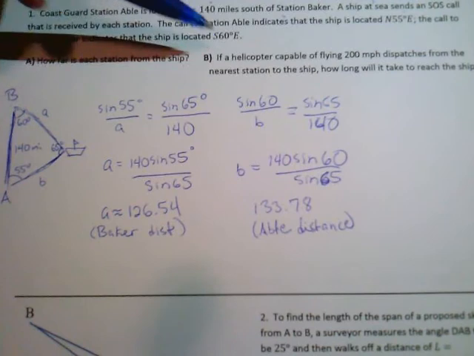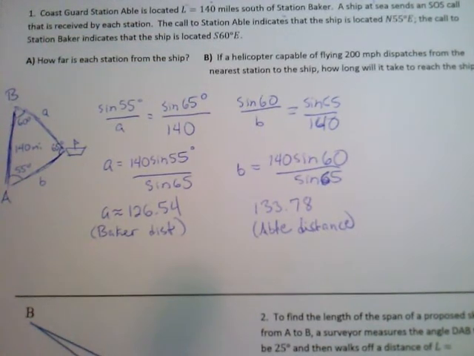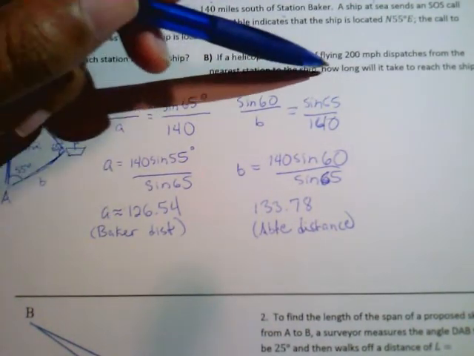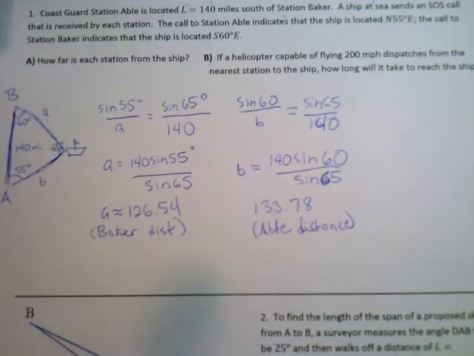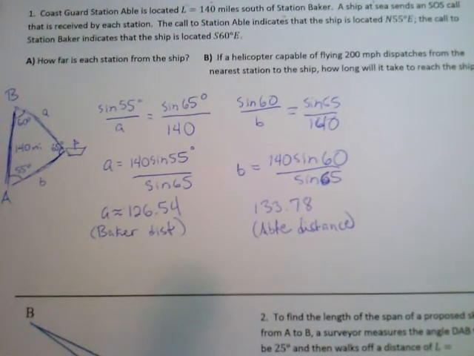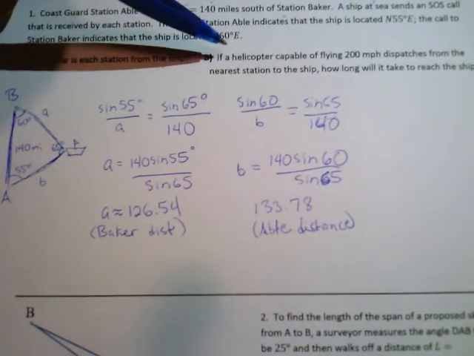So now it says if a helicopter is capable of flying 200 miles per hour and it dispatches from the nearest station, so that means it's going to be dispatched from Baker, how long is it going to take to reach the ship? And on your problem set, it's asking for this time in minutes.